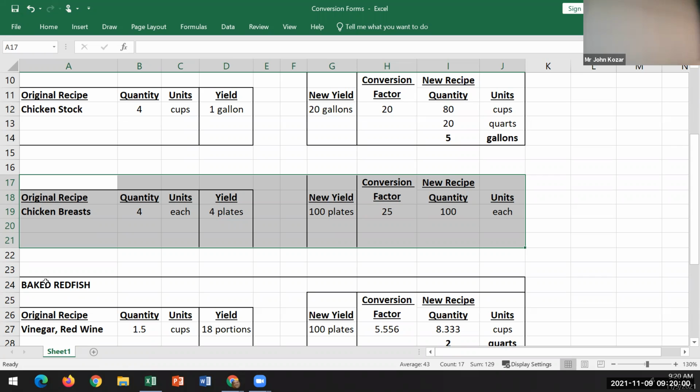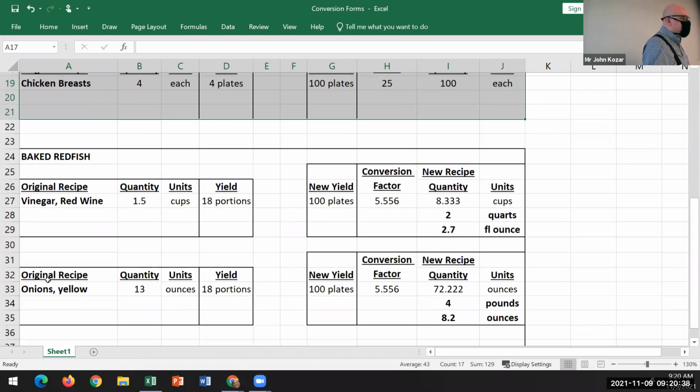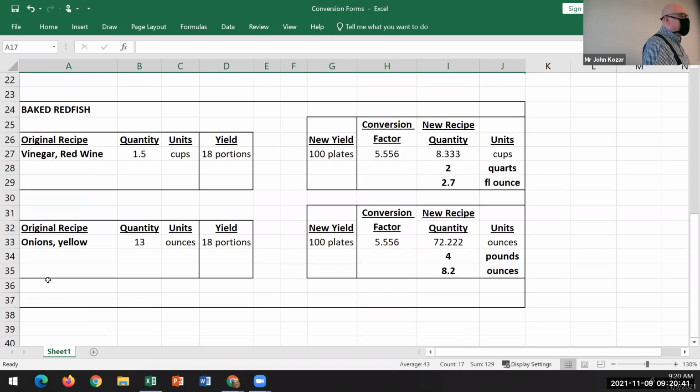If we have a yield of 4 plates when we have 4 chicken breasts, how many chicken breasts do we need to yield 100 plates? But since it's 1 per plate, we know the answer is going to be 100. But if we follow the math again, then we yield 100 divided by 4 is 25. We're multiplying it again by 4 chicken breasts. So that means we're going to make 100 each of the chicken breasts in order to be able to send out 100 plates. Okay. Now what I did next was take some ingredients that are a little bit different.